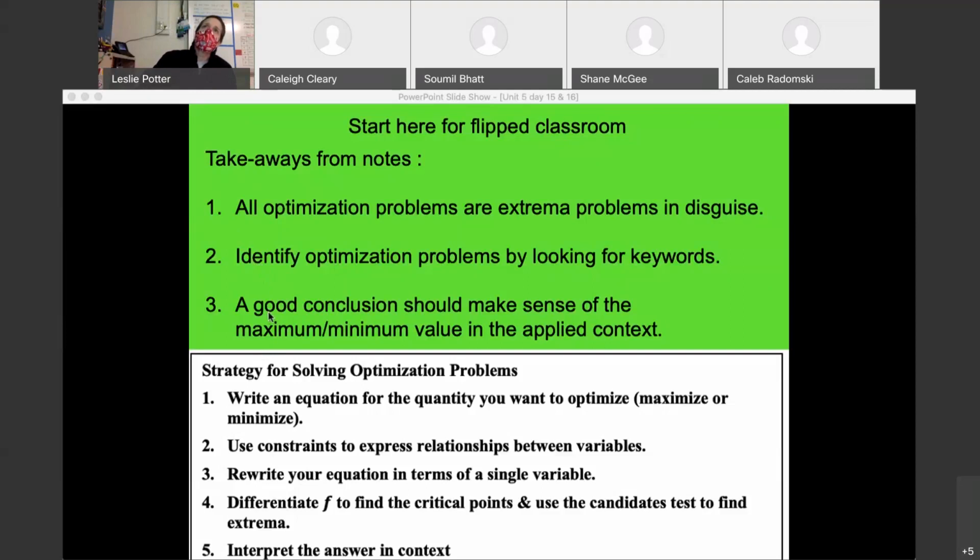Those were the notes, and then the conclusion, what we call a good conclusion, or one that would earn both points, an answer point and an explanation or justify point, would be to make sense of the maximum and minimum value in the applied context. That would be including units and talking about, not just x and y, but talking about height and volume, or x coordinate and area under the parabola, putting it in terms of the context of the problem. So any questions about that? We're good there? Okay.